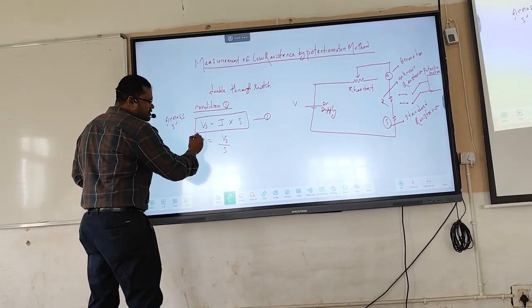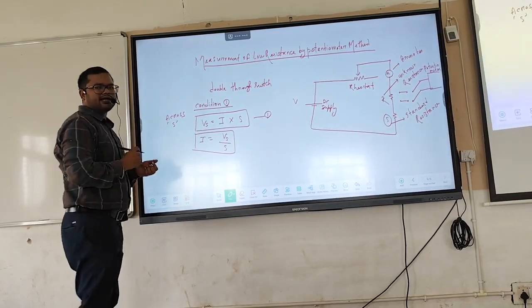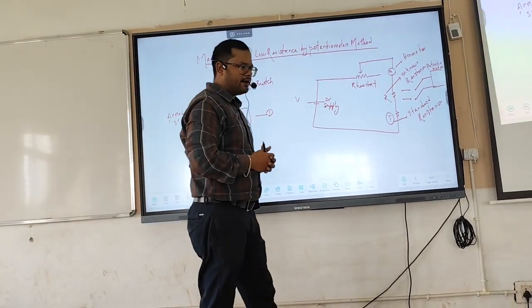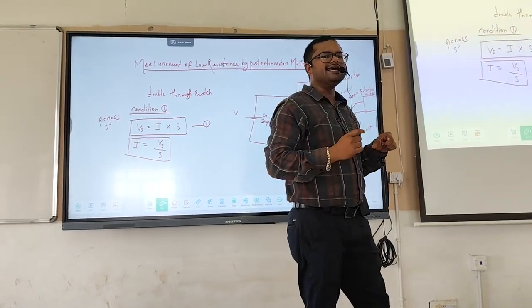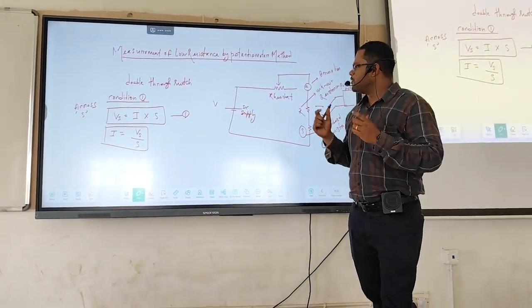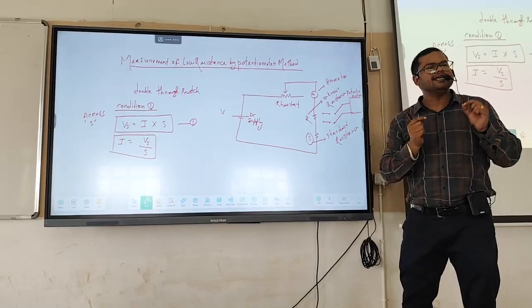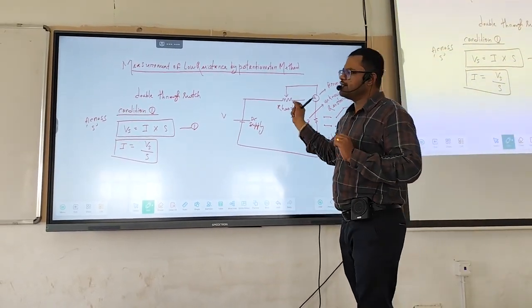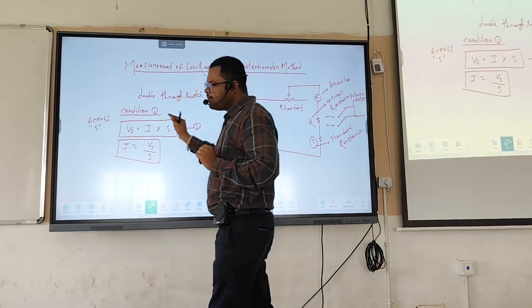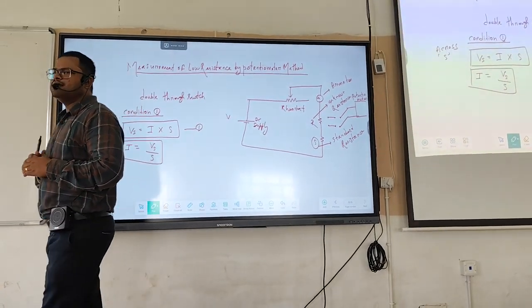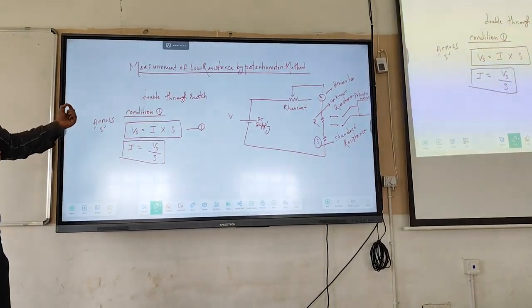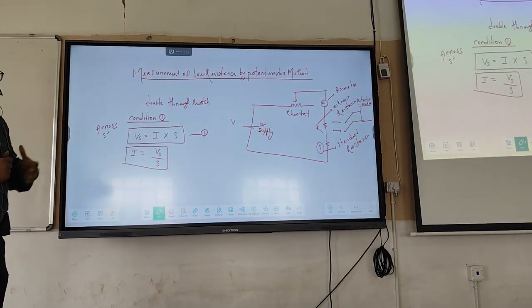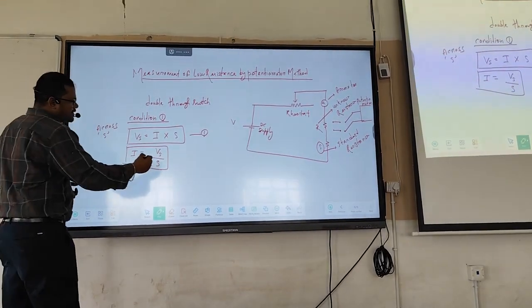The major work is not finding this, the major work is for the potentiometer. We employ the potentiometer because it is a very sensitive device that can measure a very small change in voltages. By that we can find Vs, which is the product of I and S. So I is equal to Vs by S. Let's say this is equation 2.